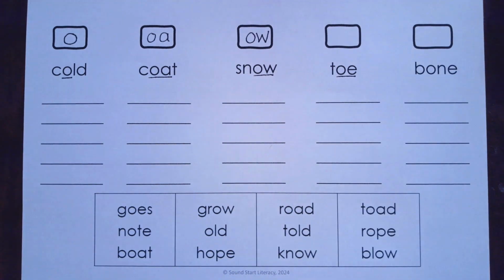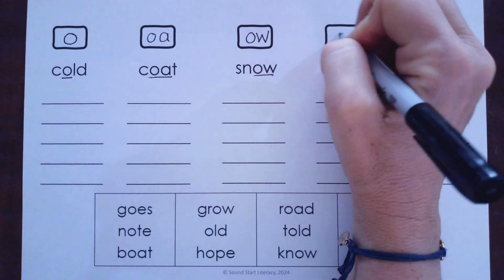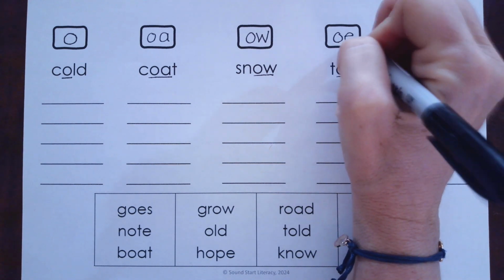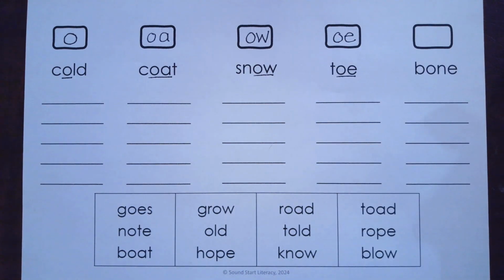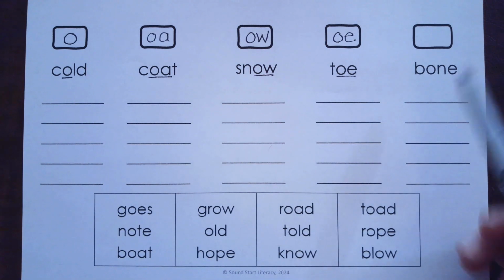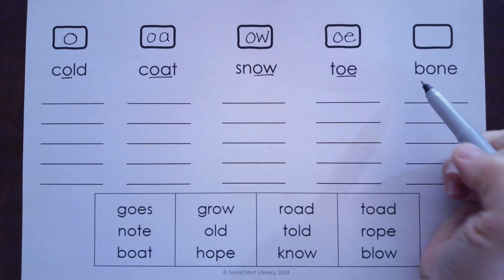The O in toe. How many letters do we have in this spelling? Again, we have 2. Say and write the O sound, O. Okay. And then the last one is the word bone. Tell me the sounds in bone.